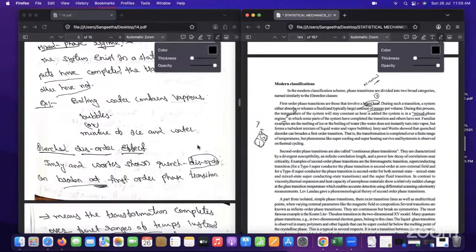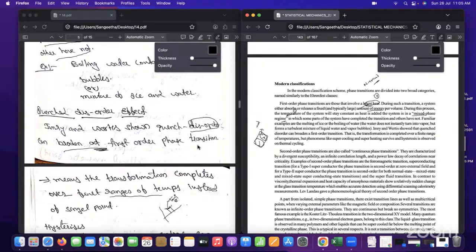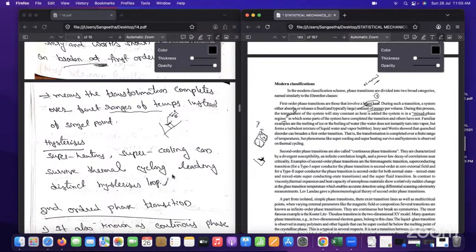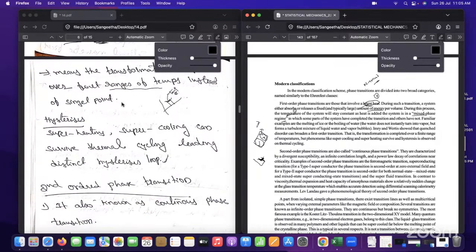Next, one more we have, disorder effect. In first order phase transition, there is a discontinuity. So suppose I am taking a graph. This transition is not taking place at a particular point. This transition is taking place over some specific region, for some particular temperatures. This is called quenched disorder effect. Next, hysteresis. Superheating or supercooling is called hysteresis.